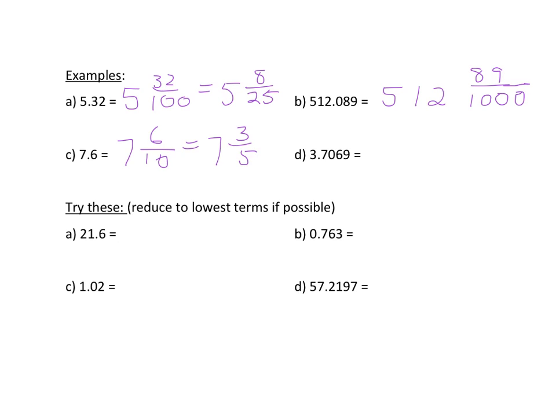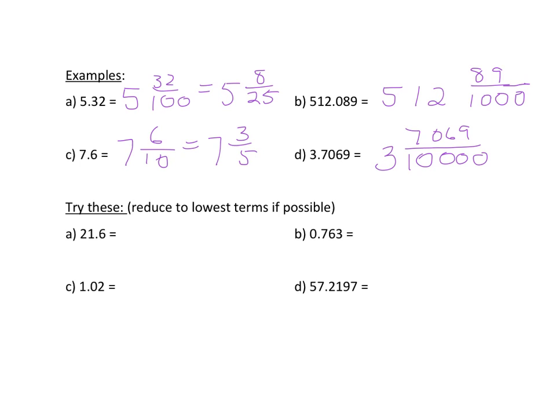And finally, question D is 3 and 7,069 10,000ths. So here are 4 for you to try for yourself. Perhaps press pause, try them, and check your answers after you hit play.